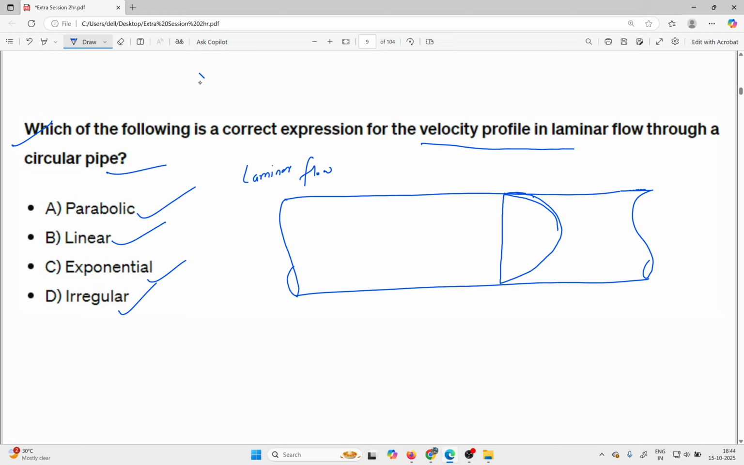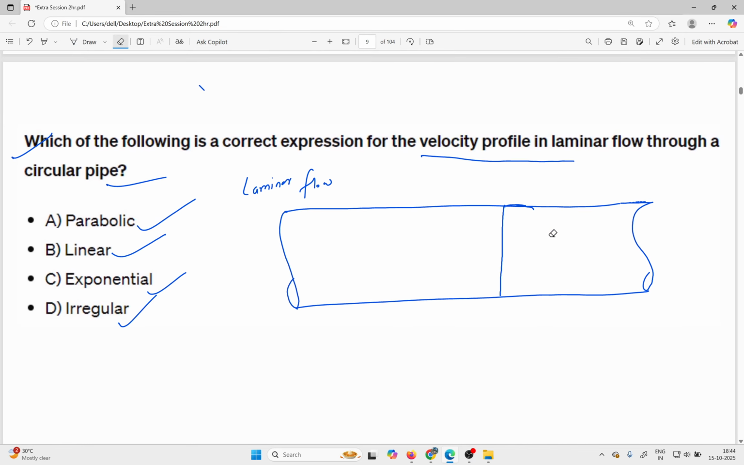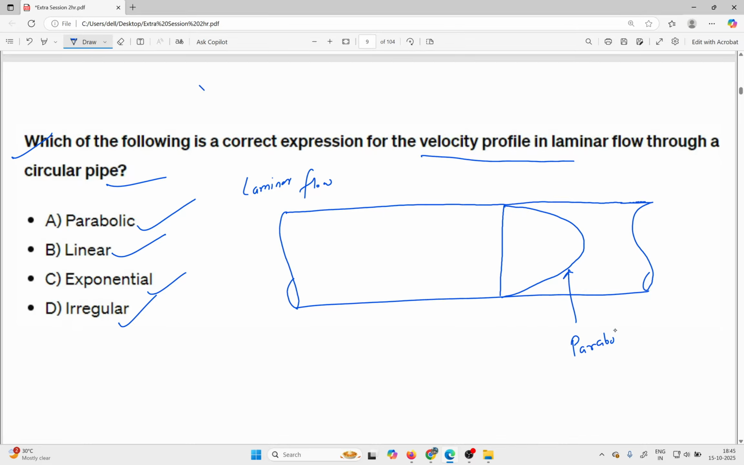I'm not able to draw correctly, but okay, anyway, yes, I think this is parabolic. Parabolic after the fully developed length, or this is the development length, not after.